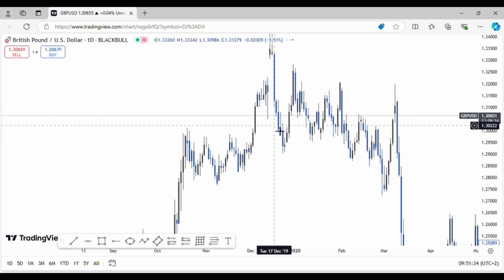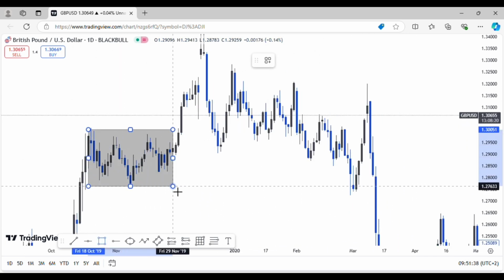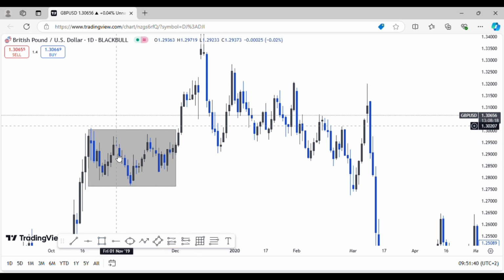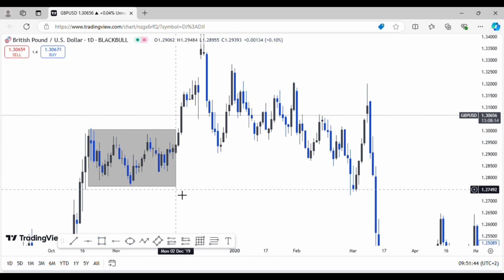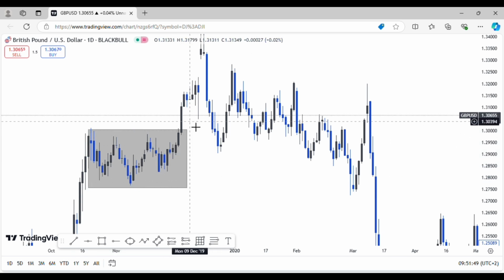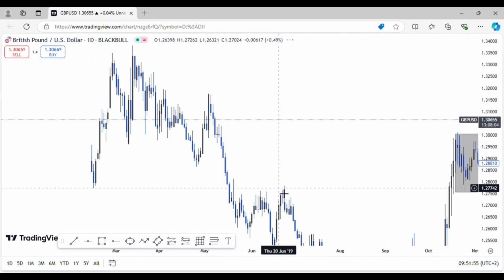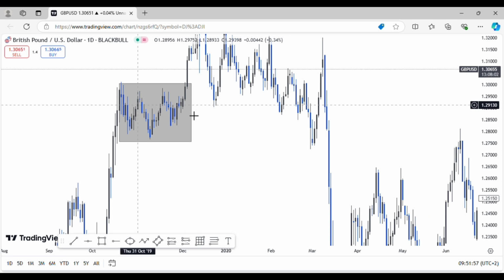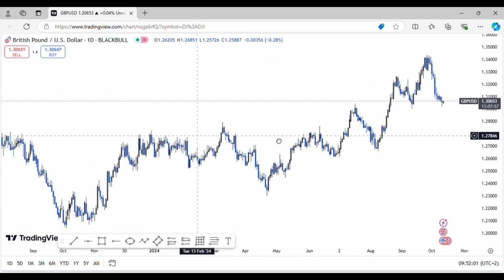So let's see another consolidating phase. We have another one there. Something like this, you can't trade it, guys. That's why I'm saying you have to wait for the market to close with a full body candle. Then you know that the consolidating phase has ended. So I think now I'm done identifying the consolidating phases. Let's now go to the downtrend.